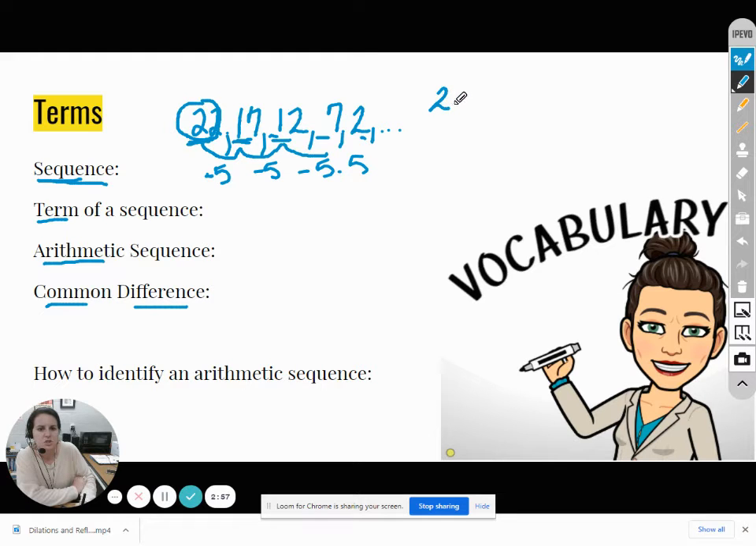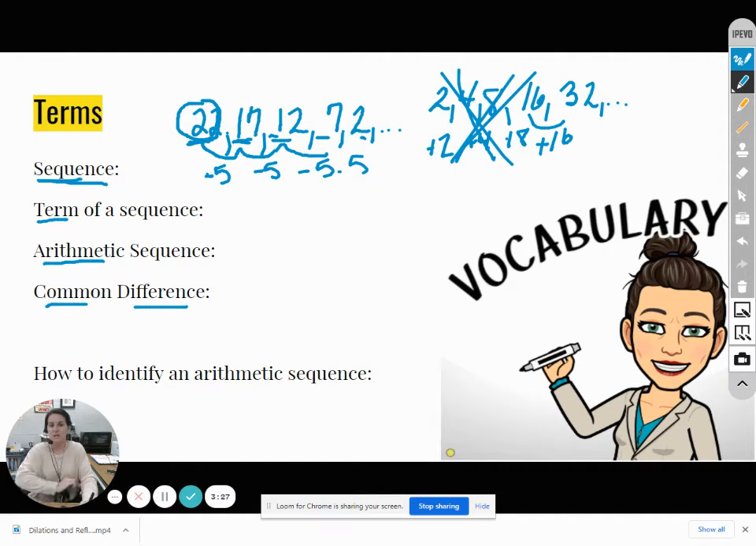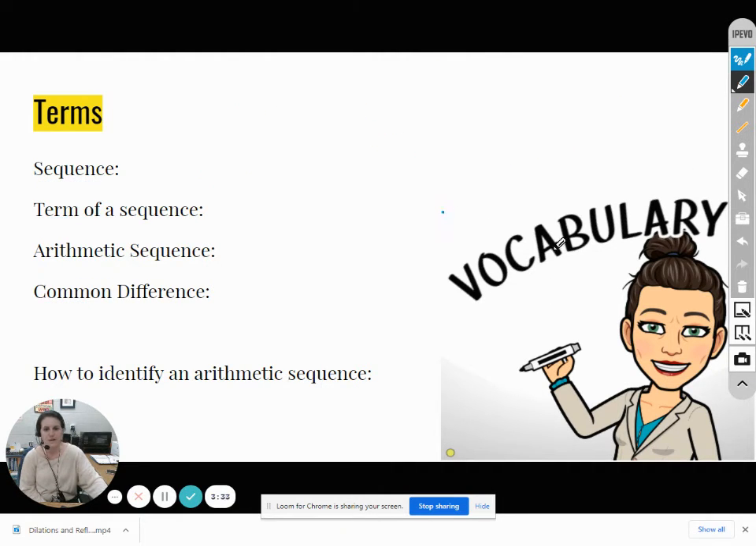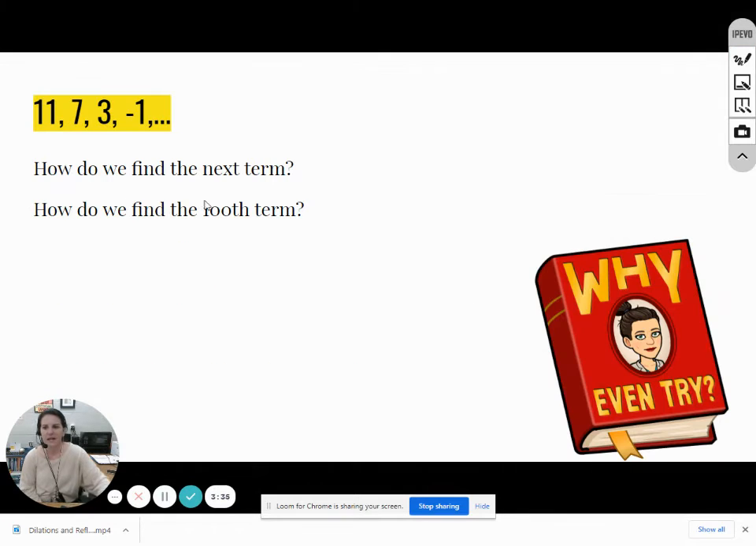So if I look at the sequence 2, 4, 8, 16, 32, is this an arithmetic sequence? The answer is no. There is a pattern. I add 2, then I add 4, then I add 8. We can see that we're doubling the previous number, but I'm not adding by the same amount each time. Therefore, it is not arithmetic. Not an arithmetic sequence. This would be called a geometric sequence, and we will get into that later in this school year.